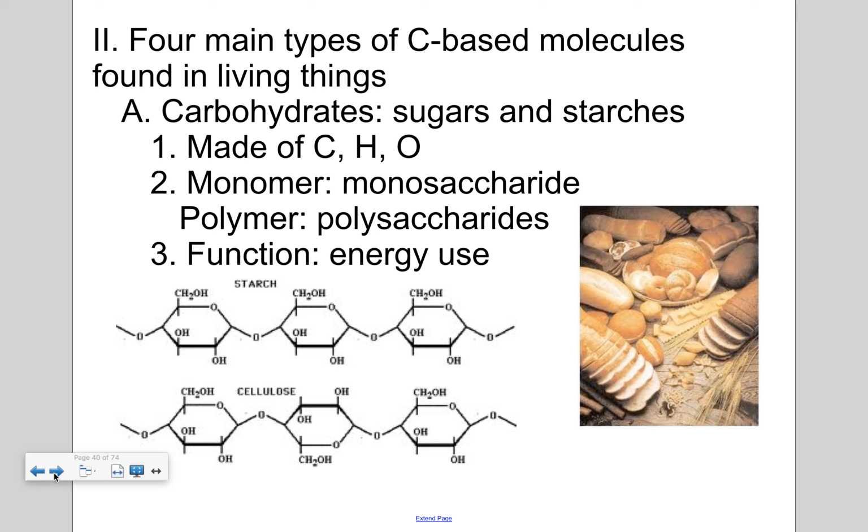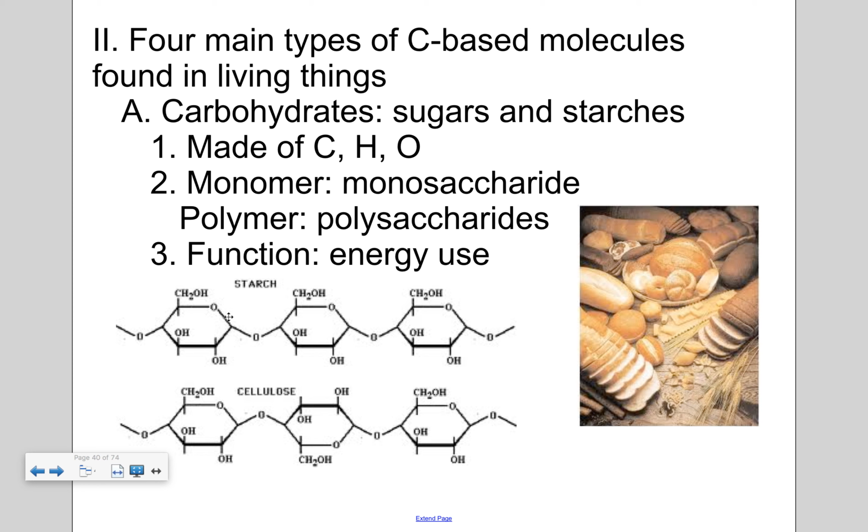So carbs are sugars and starches. Those are the classic examples of carbohydrates. It has carbon, hydrogen, and oxygen, usually in a ratio of 1 carbon to 2 hydrogens to 1 oxygen. The monomer is called a monosaccharide. The polymer is a polysaccharide. And the most important function we use for carbs is energy, but we can also use it for structural support, like cellulose. So here I have a diagram of starch.